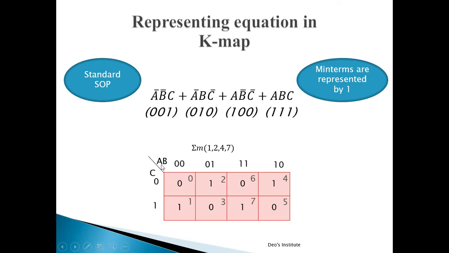This is a three variable K-map with variables A, B, C. It contains 8 cells, and as the minterms are 1, 2, 4, 7, we have to write 1 in the corresponding cell numbers. The cell numbers are 0 to 7. So cell number 1, cell number 2, cell number 4 and cell number 7 will contain 1, and the remaining 4 cells will contain zeros. This is how we can represent an equation in a K-map.